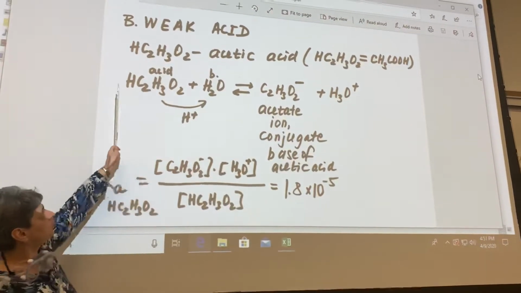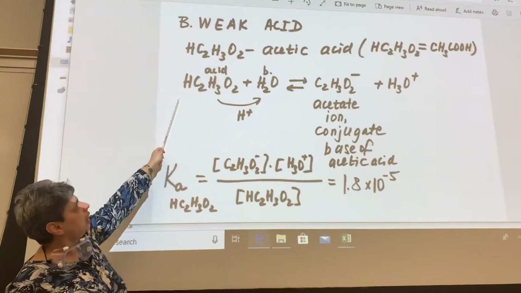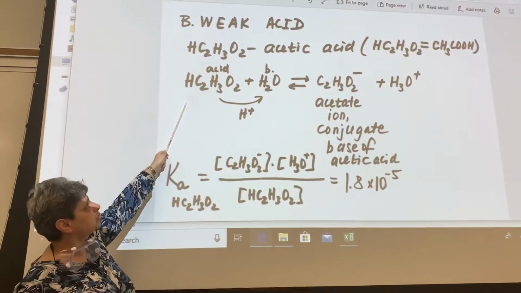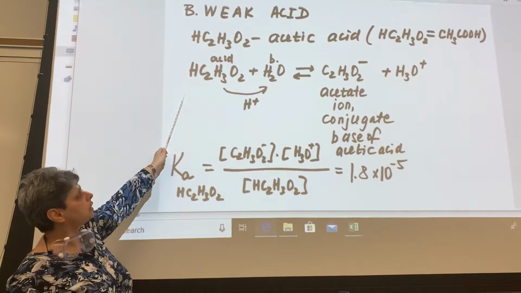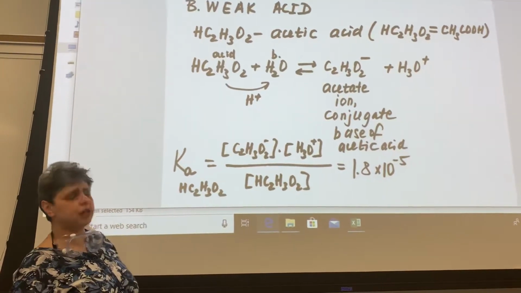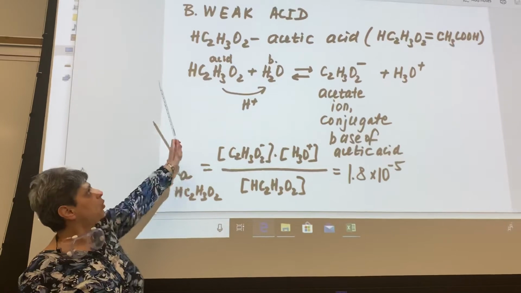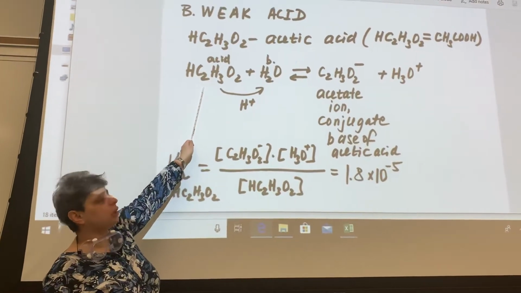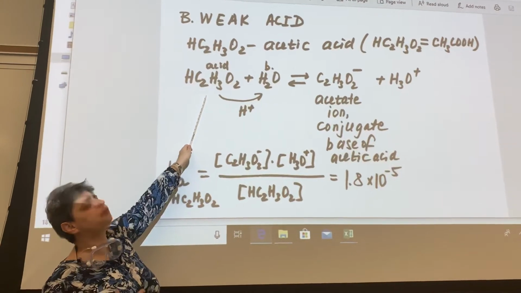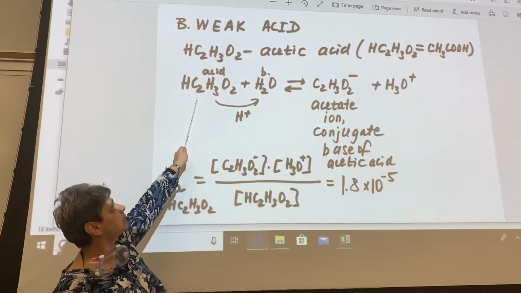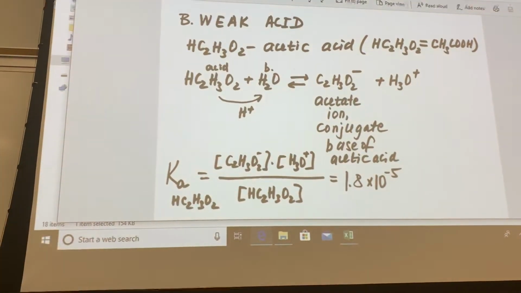Vast majority of acetic acid molecules will stay undissociated. And so equilibrium, as we say, favors the reactant here, meaning a major portion of the solution, major species in solution, is undissociated acetic acid.